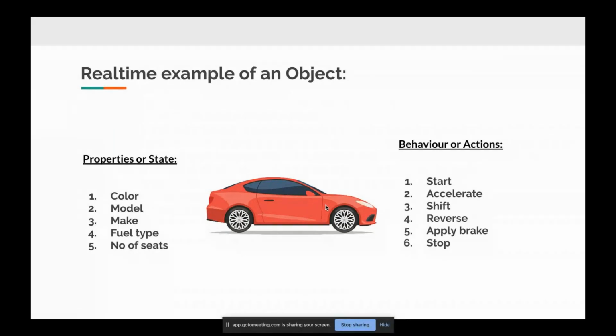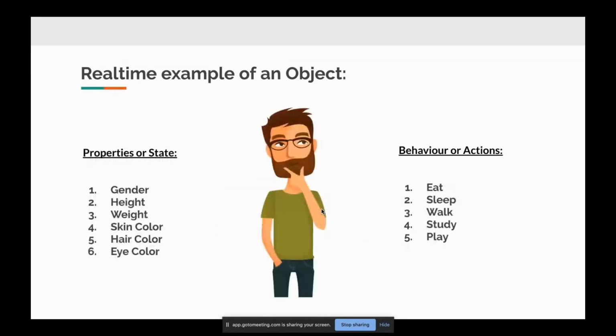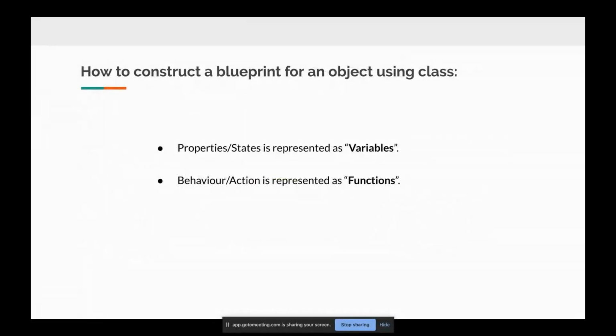If you want to represent a real-time object, you would explain it to someone like this: an object that looks this color, looks like this, with this number of seats, and can perform this set of actions. Now let's try to represent the same object in the programming world.